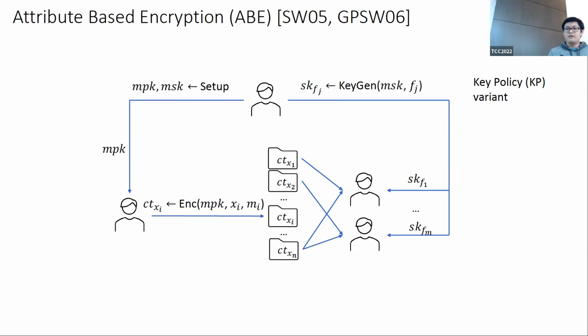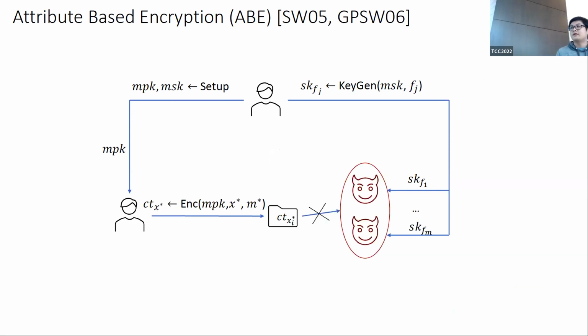And the correctness requires that a secret key for FJ can decrypt a ciphertext for attribute XI if FJ of XI equals 0. The scheme is secure against colluding adversaries who hold multiple secret keys with different policies.